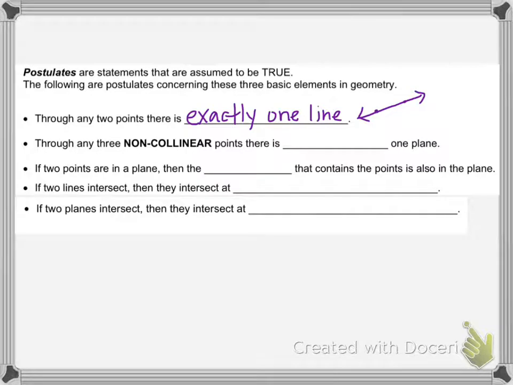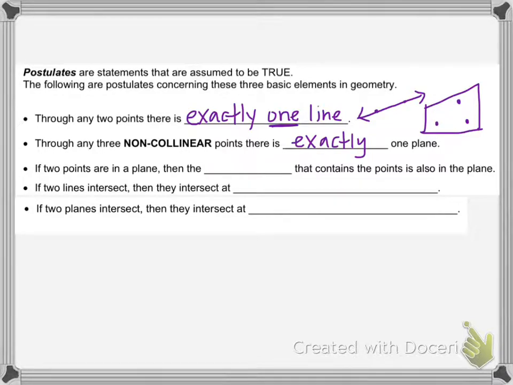So now we're ready to go back and talk about the postulates. So just to review, the first postulate says through any 2 points there is exactly one line. The next postulate, through any 3 non-collinear points, those are points that are not on the same line, there is exactly one plane. So remember, non-collinear points would look like points that if I connected them would make a triangle. So there is a plane that these 3 points are all contained within.